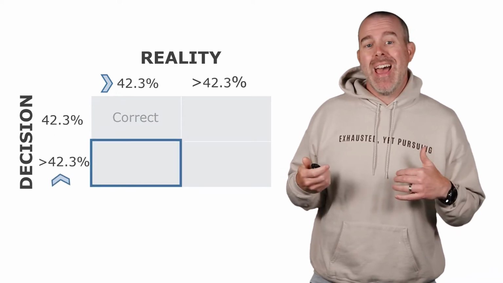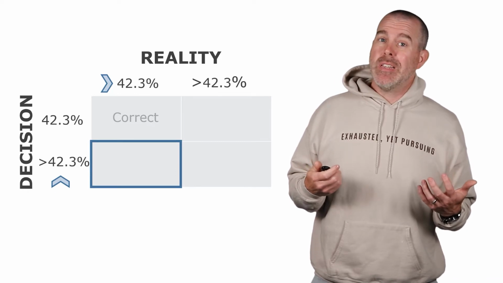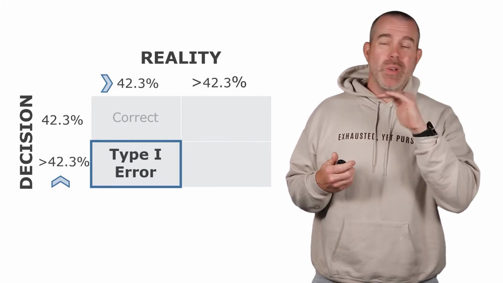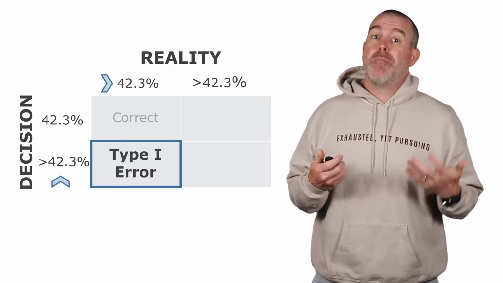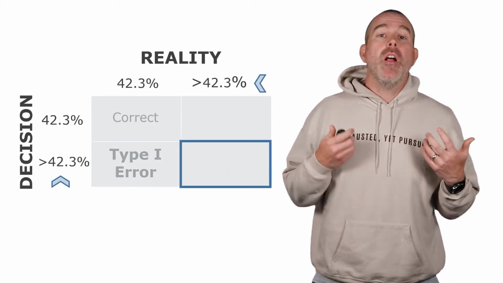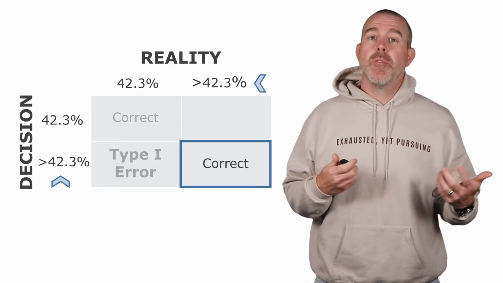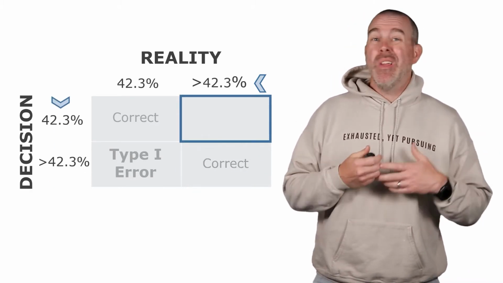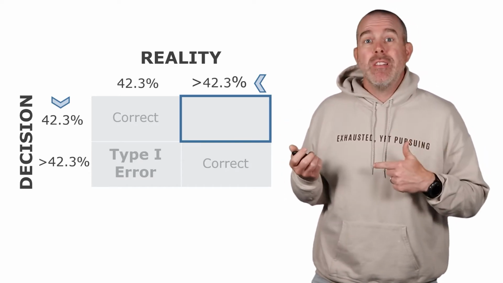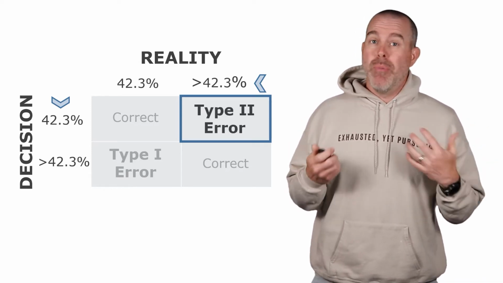We did it right. If we move down, we decided that the proportion was greater than 42.3%, but really it wasn't. So that would be the type 1 error. We would reject the null hypothesis. We said it wasn't 42.3%, but really it was. And so we made a mistake. Moving over, here we decided, hey, it's greater than 42.3%. It actually was greater than 42.3%. That would be correct. And then the bottom right one here, we didn't reject the null hypothesis. We said, hey, it looks like it could be 42.3%, but actually it was greater than. That's the type 2 error, when you don't reject the null hypothesis, but you should.